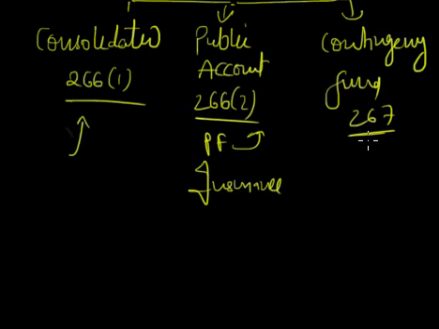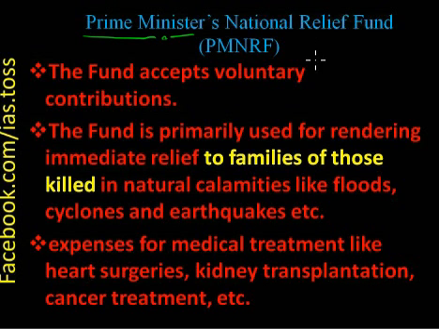And the contingency fund is for if there is any emergency for the Government of India and it has not already been allowed by the Parliament, then the money is withdrawn from the contingency fund. Now, the Prime Minister Relief Fund is different from all these. This is a type of NGO. The PM National Relief Fund is a type of NGO.